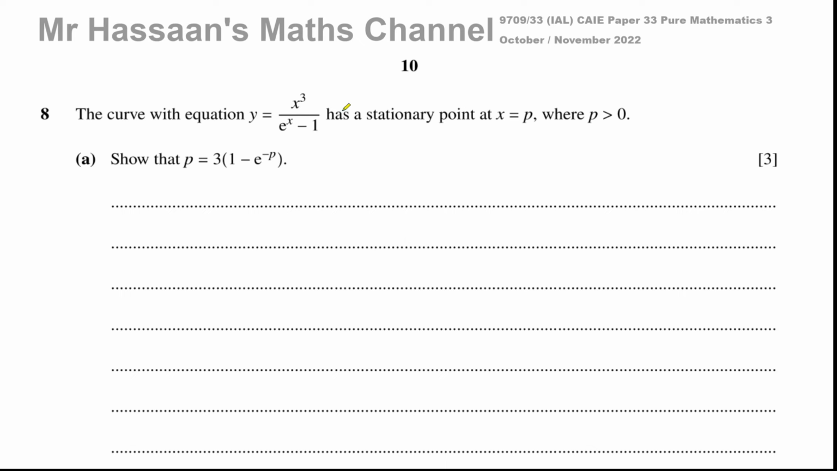Okay, we have a stationary point at x equals p. Now, the stationary point is a point where the gradient of the curve becomes 0. At the stationary point, we know dy/dx is equal to 0. The gradient of the curve is equal to 0. So we have to differentiate this expression, and we have to equate it to 0. When it's equated to 0, x is equal to p, and we can find the value of p then.